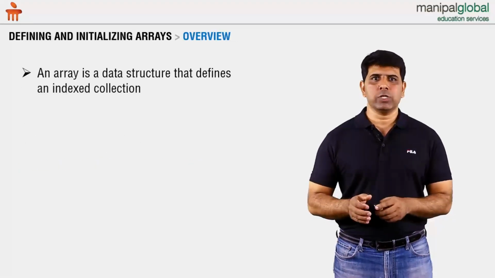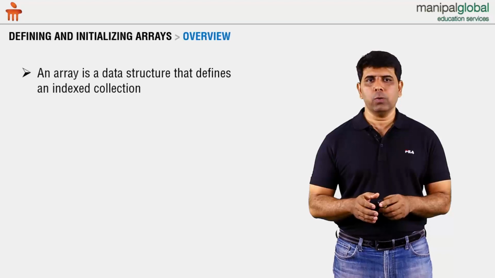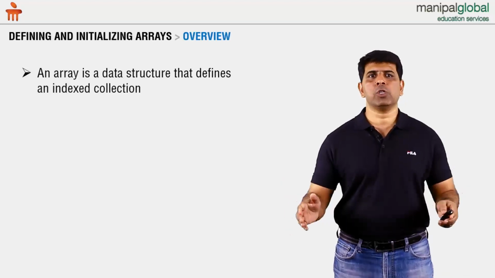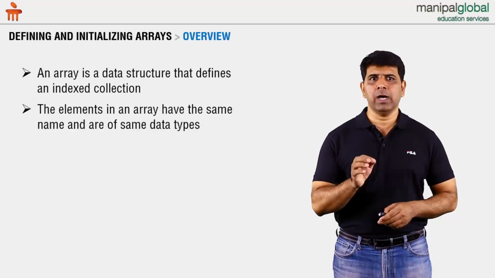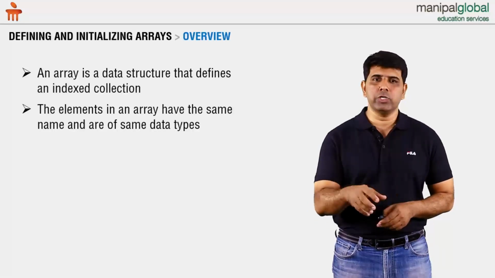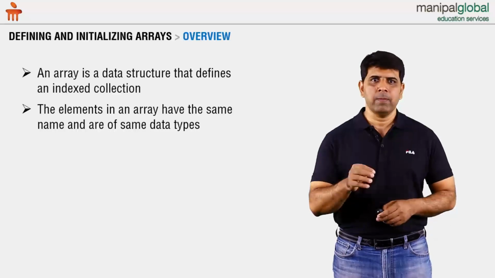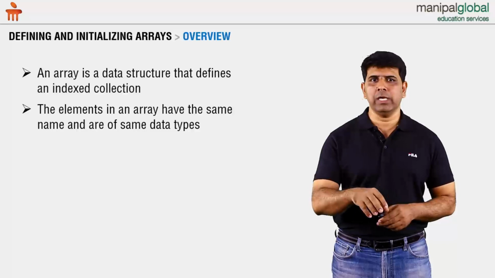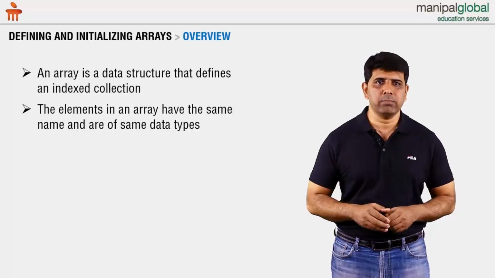Now, an array is a data structure that defines an indexed collection, which means that you declare one variable to hold a collection of values. The elements in the array, which are the individual values, all have the same name, and each element is of the same data type.